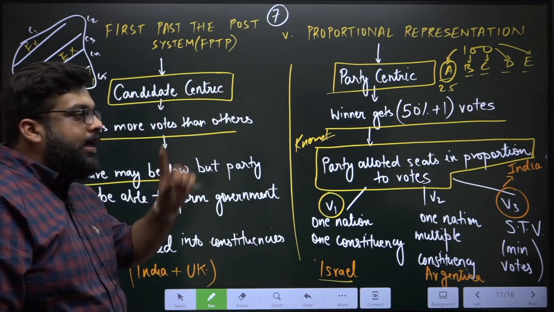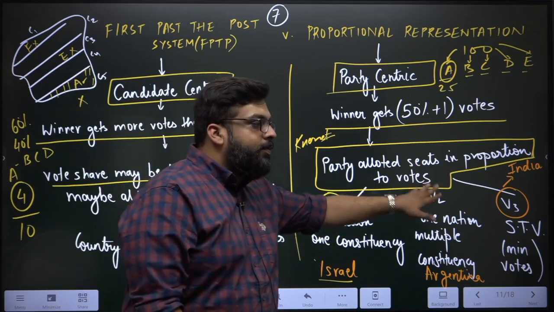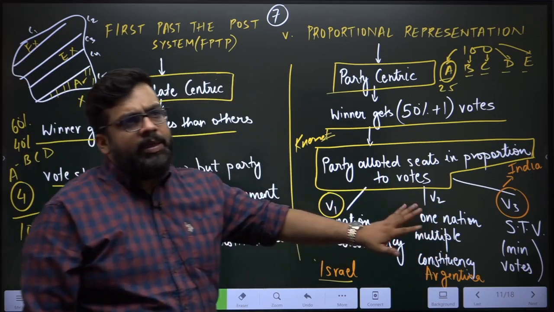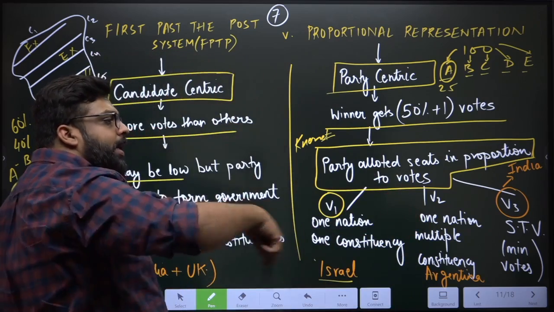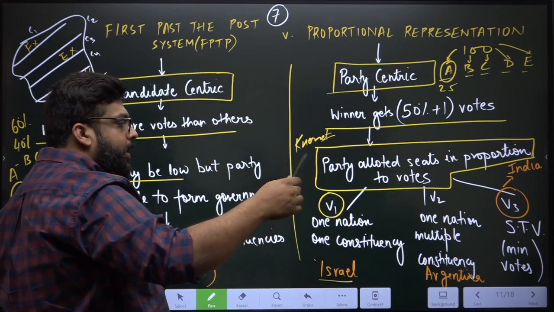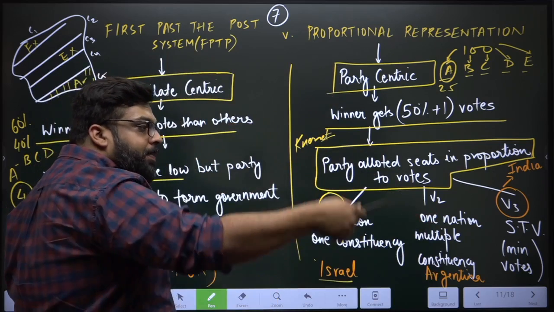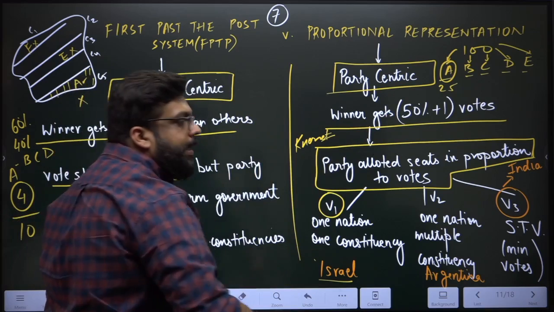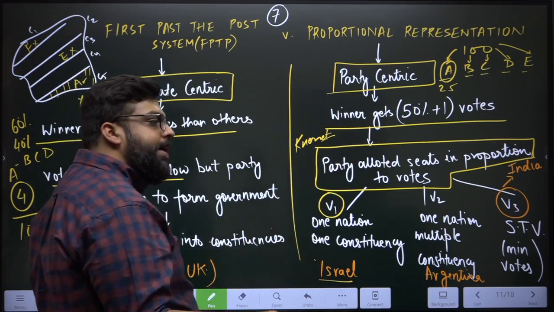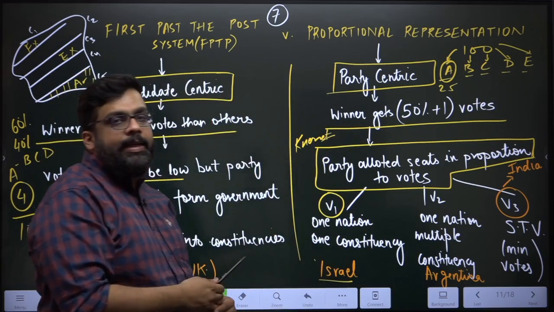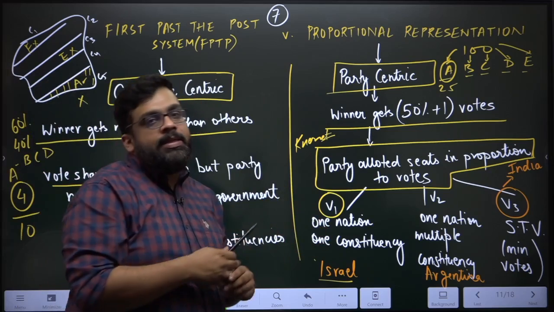And the entire country is one constituency, as opposed to, let us say, a version 2, which is sort of followed in Argentina and Portugal as well, wherein the entire country of Argentina or Portugal gets divided into multiple constituencies, and multiple parties can field multiple candidates. And depending on the number of votes that each party gets, you get different number of seats.